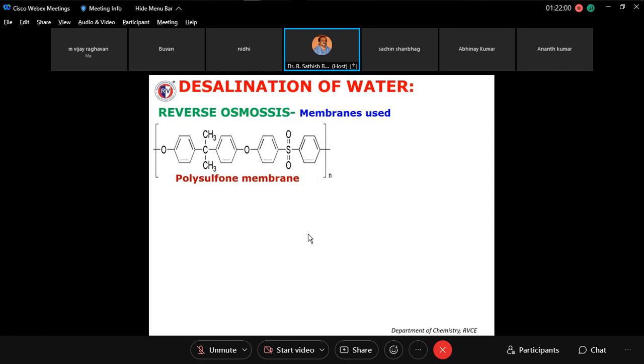If it is too much hydrophilic, what happens? It attracts more water. Water may settle on the surface, and the filtration process will be disturbed. And if it is hydrophobic, it always hates the water. It rejects the water. It won't attract the water. So you have to balance both. Those properties are there in this polysulfone membrane because of the presence of these groups.